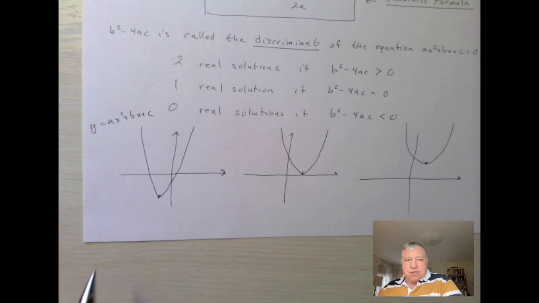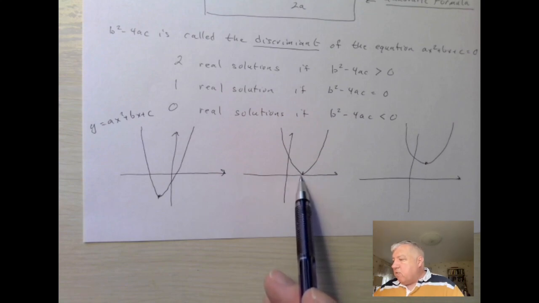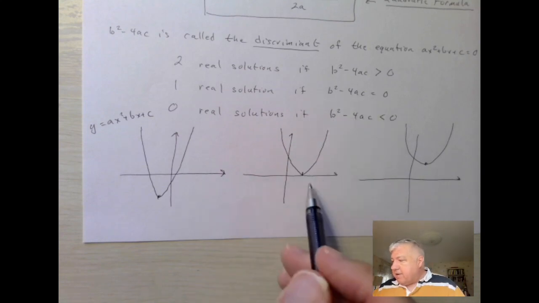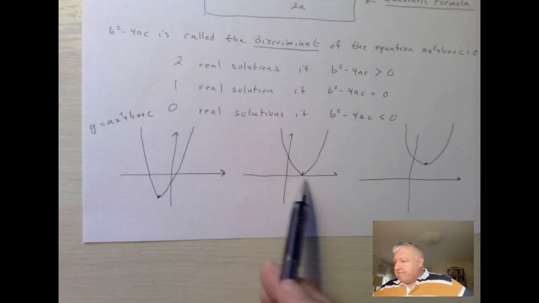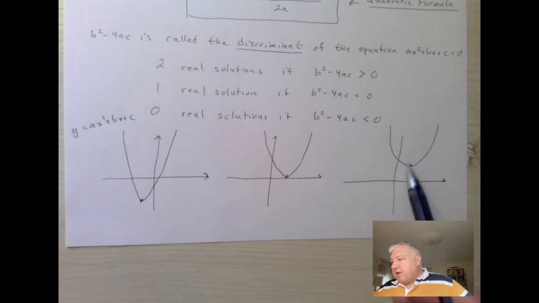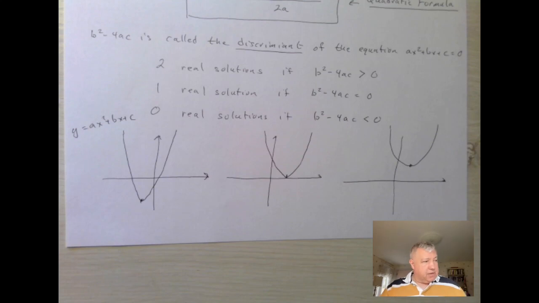Because we have 2 x-intercepts, the discriminant would have to be positive. Here, this is a case where we have 1 x-intercept, so that's 1 real solution, and the discriminant has to be 0. And you'll see that in this case, the vertex is actually the x-intercept. And then this is a case where the parabola either opens up above the x-axis or below the x-axis, and there are no x-intercepts. So in this case, the discriminant would be negative. All right, so let's look at some examples here.